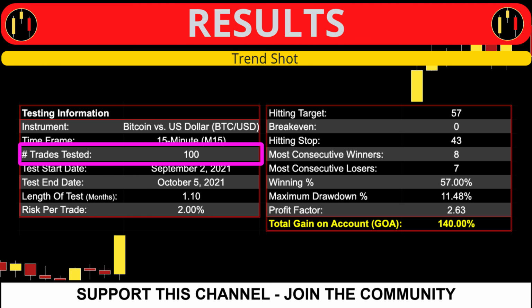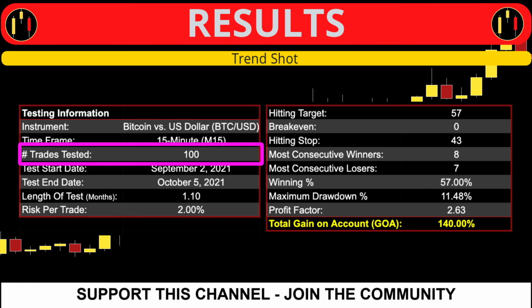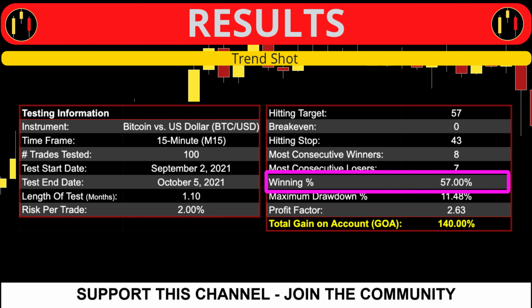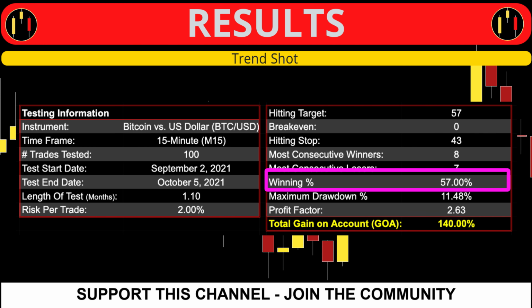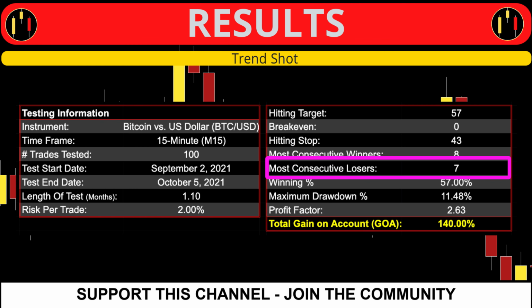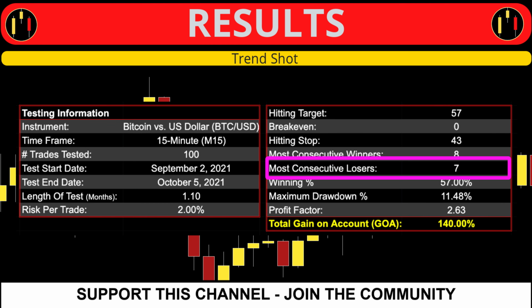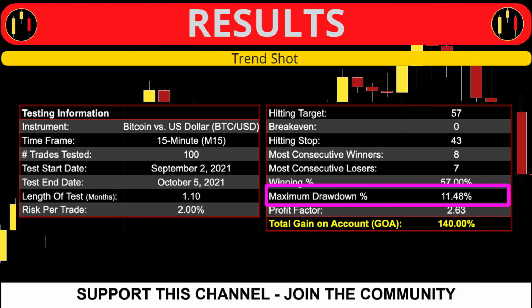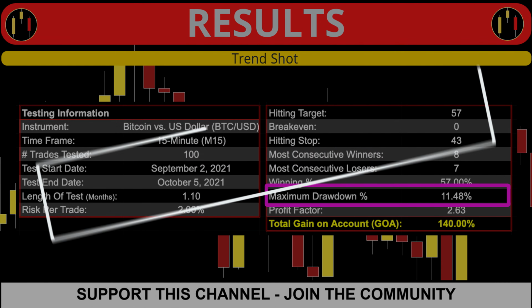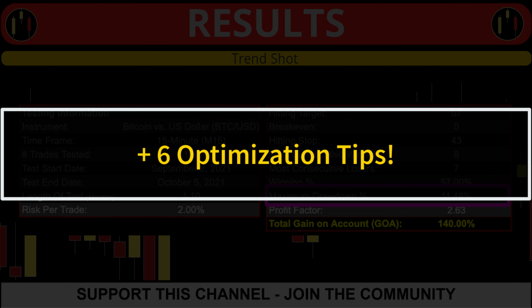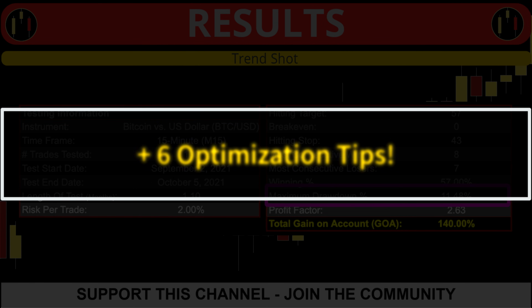Just a note on that, I took every signal whether there was an open trade or not. This dataset produced a 57% win rate consisting of 8 consecutive winners and 7 consecutive losers, with a maximum drawdown of 11.5%. And I am going to give you some tips on how to greatly reduce those consecutive false signals.